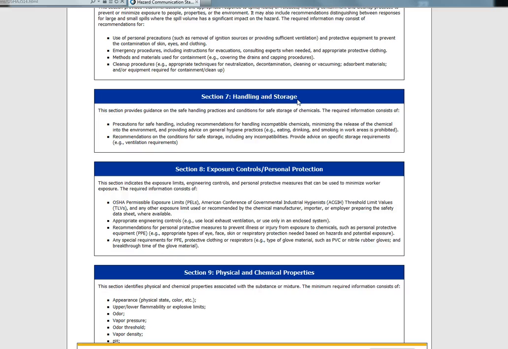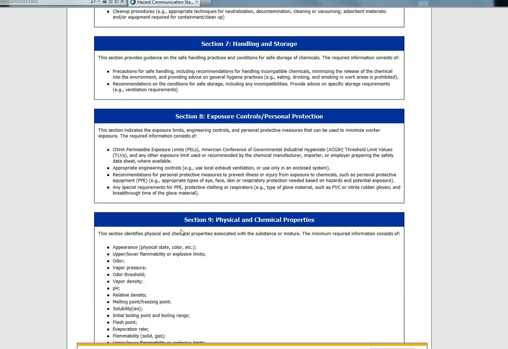Section 7 deals with handling and storage. Again, this is something that we would anticipate that our subcontractors who are dealing with these chemicals would understand, but it's important that we understand what is compatible and not compatible together, and that we are prepared to use the information to make sure that our subs are following the safety guidelines in the SDS.